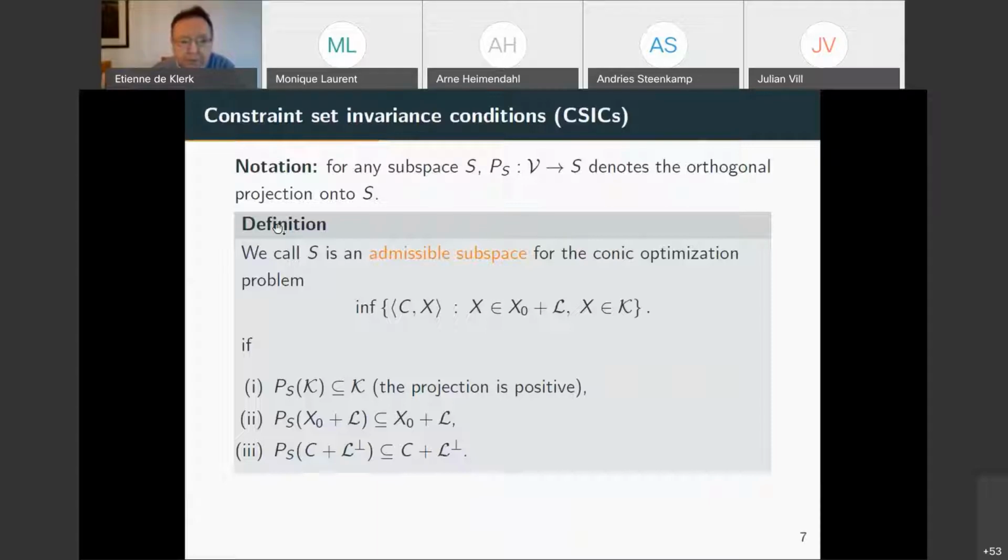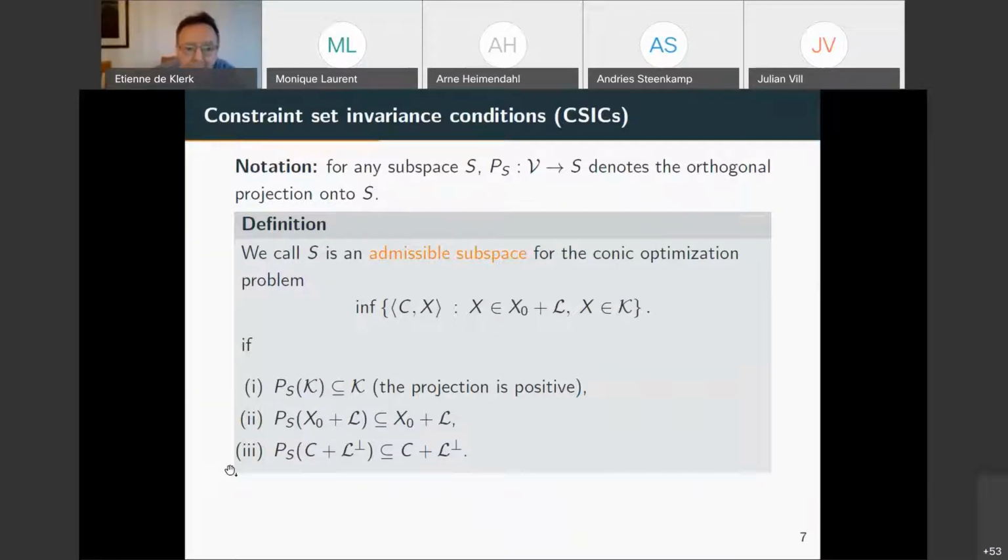And now here is the key object. We call S an admissible subspace for a conic optimization problem that we're studying under some conditions. This admissible subspace is just going to be a subspace where we can restrict the optimization to. Basically, if we restrict the variable x to belong to this S, we will not lose anything. It will be without loss of generality from the optimization perspective.